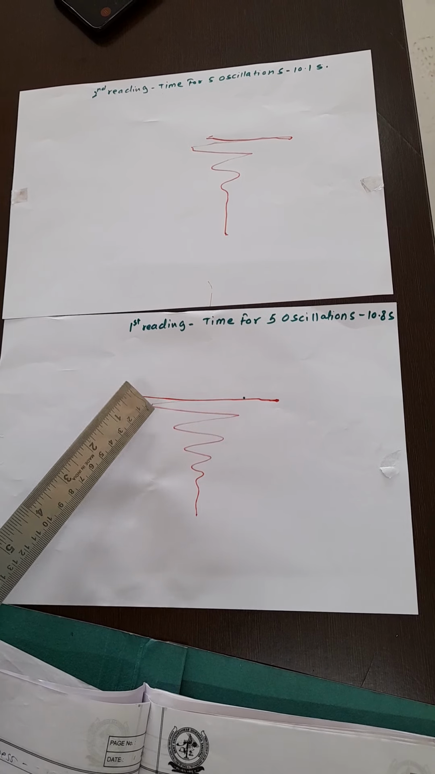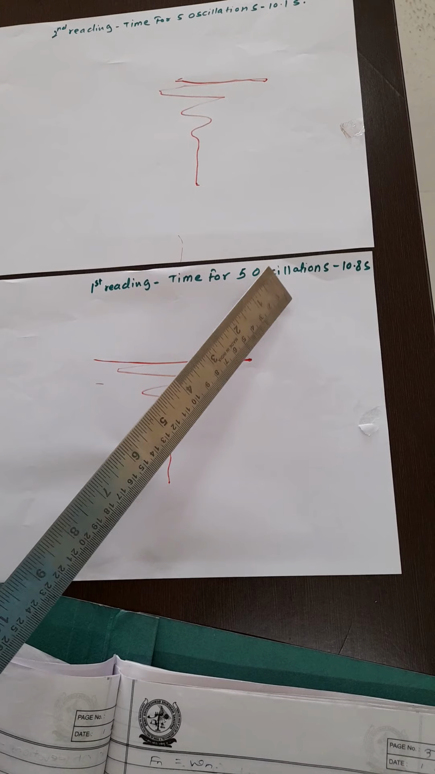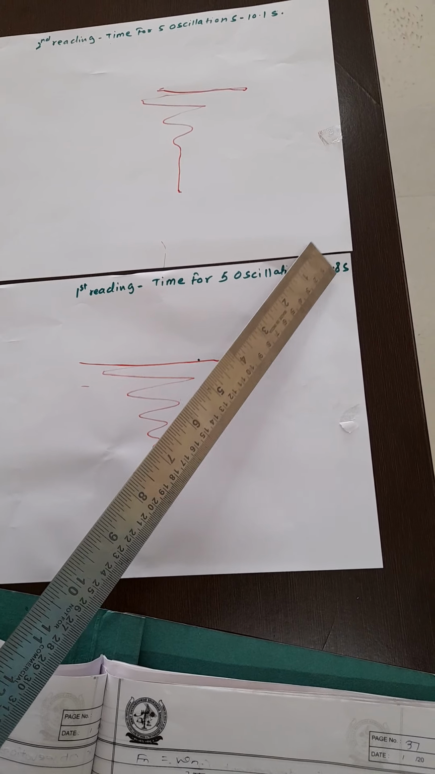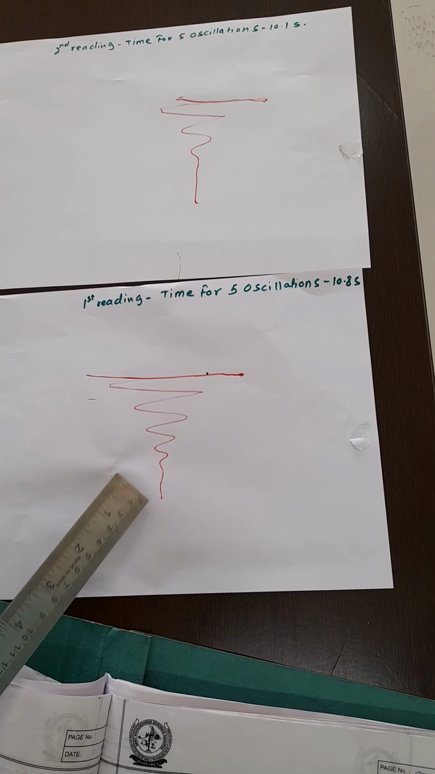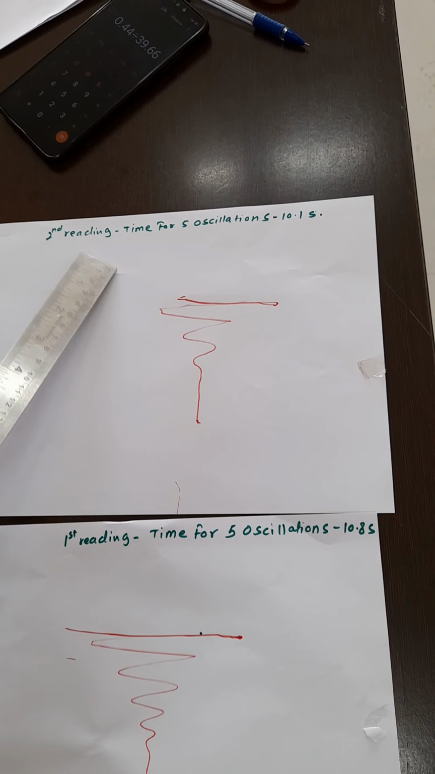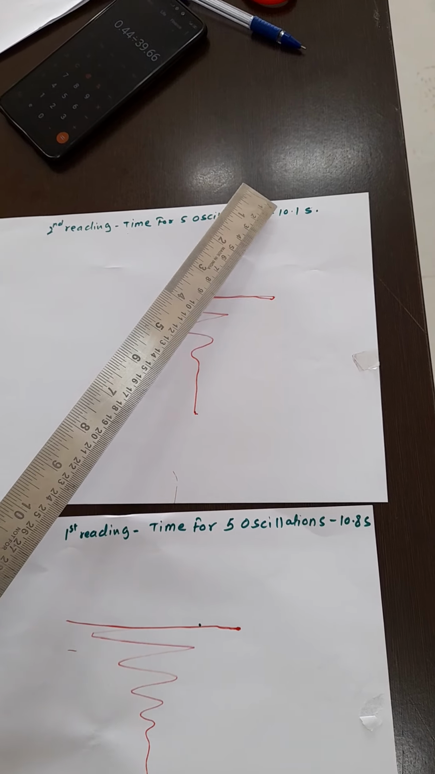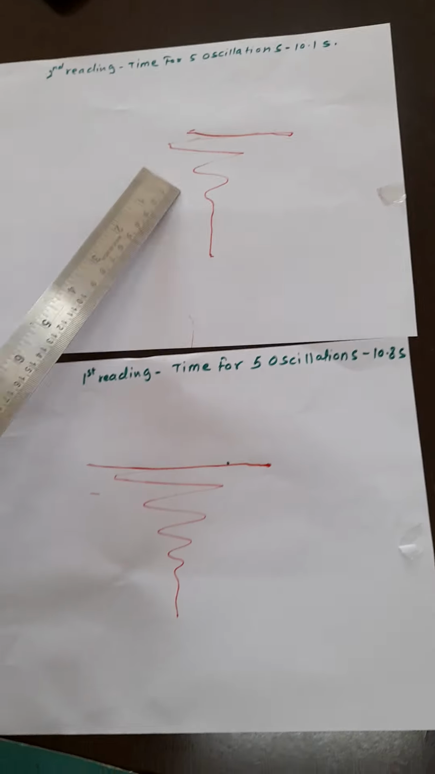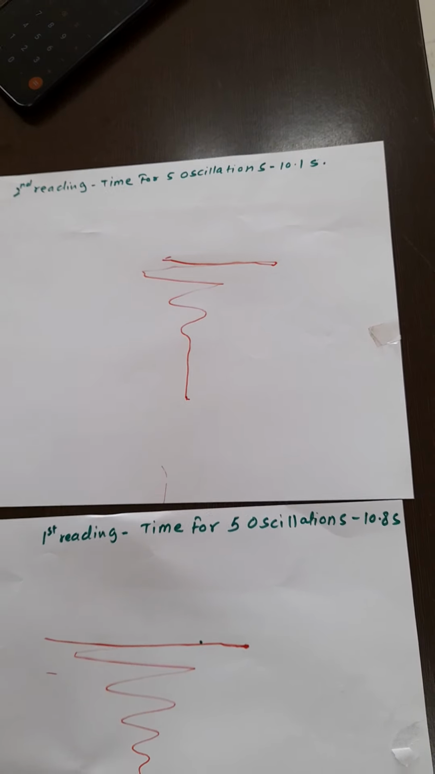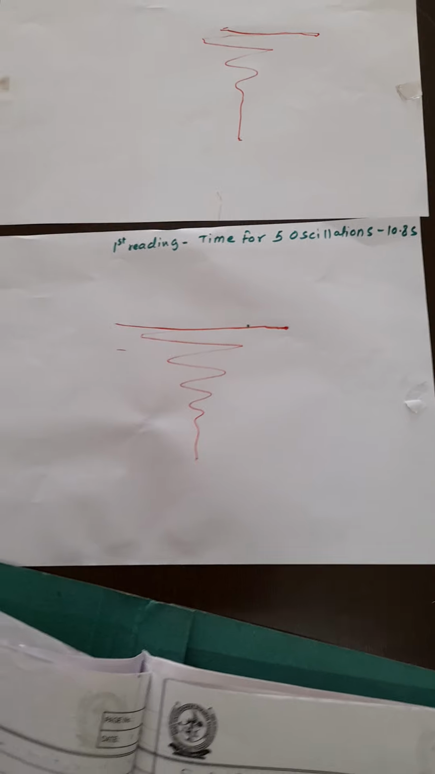Okay, this is the first reading. Time for 5 oscillations we have got 10.85 seconds, and this graph we have received. And this is the second reading. Time for 5 oscillations 10.1 seconds, and this is the graph that we have received. Likewise, you can take a number of readings. So just 2 readings we have taken.